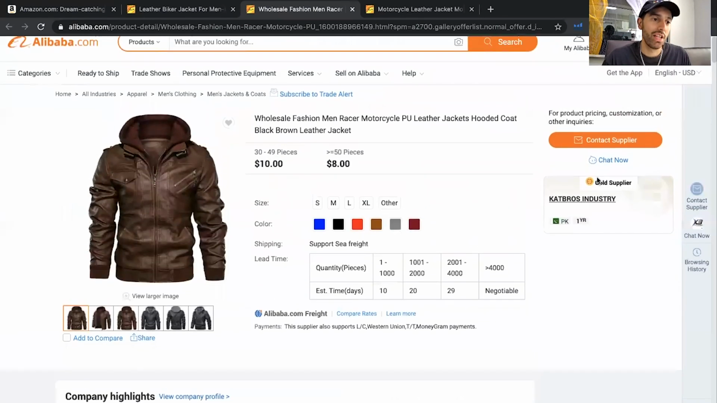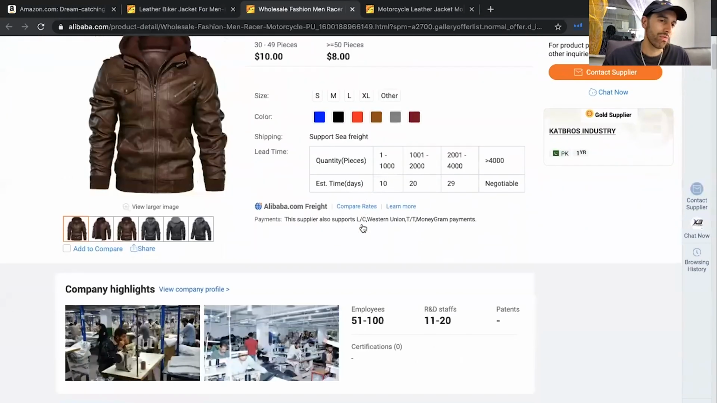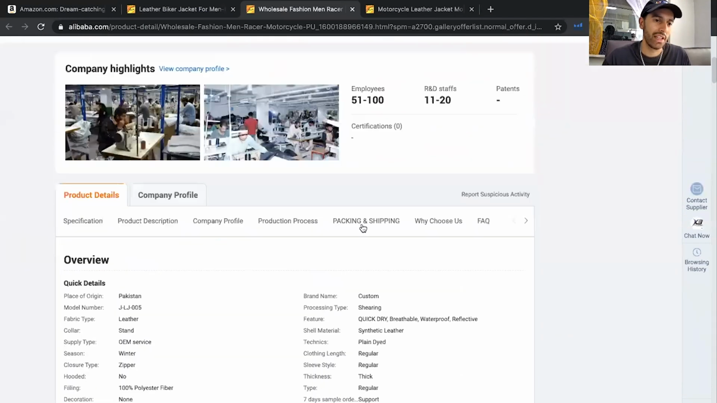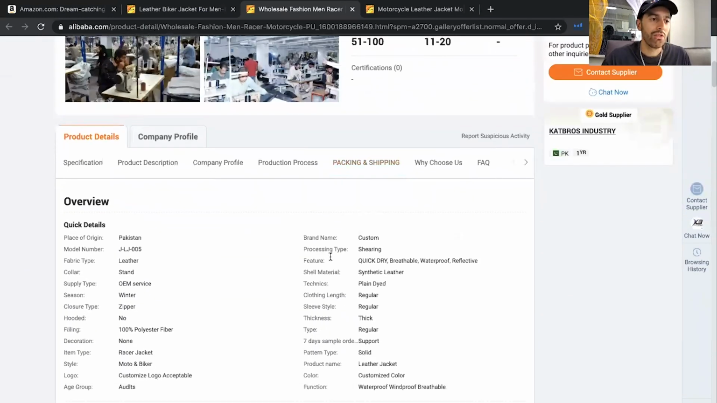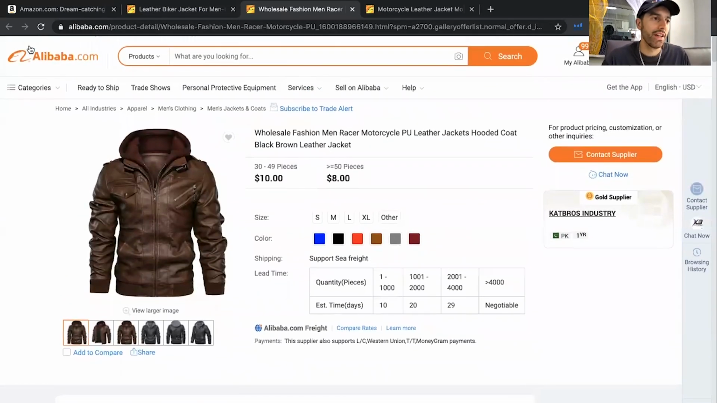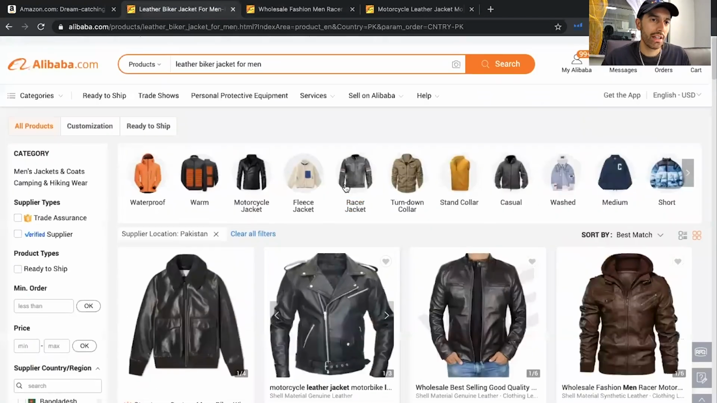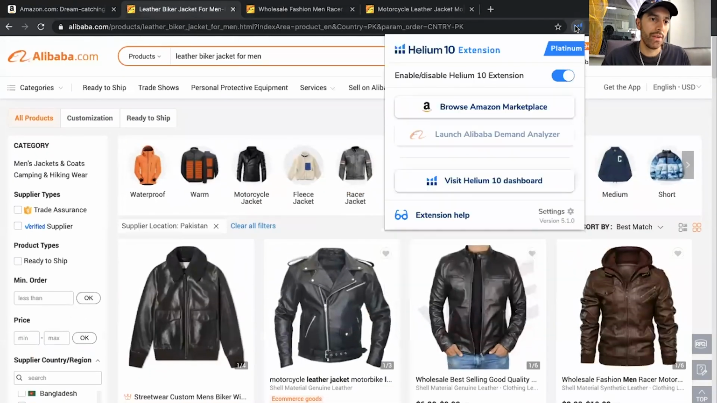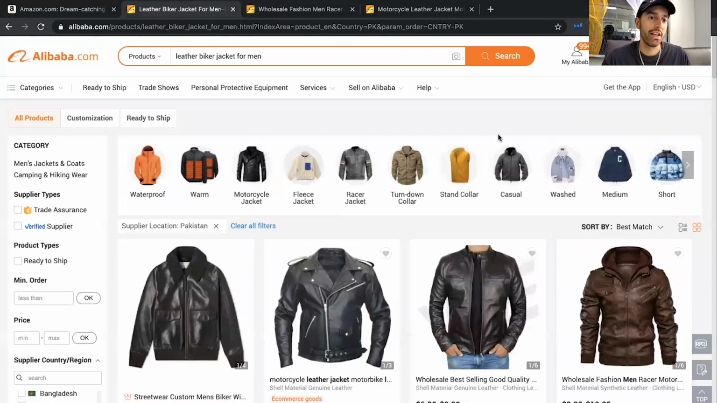And this one has only been on Alibaba for 1 year. And I think the other one was, I don't know, 4, 8, 10 years. I can't really remember. So this is just the sort of thing we should be looking at, right? And then if we go back, now let's use the Alibaba Demand Analyzer.